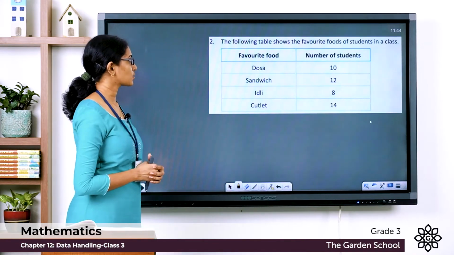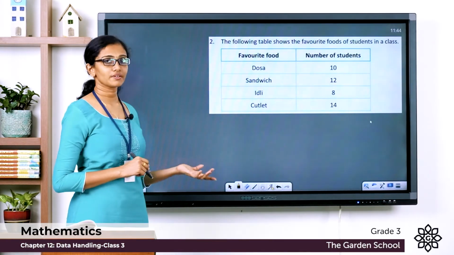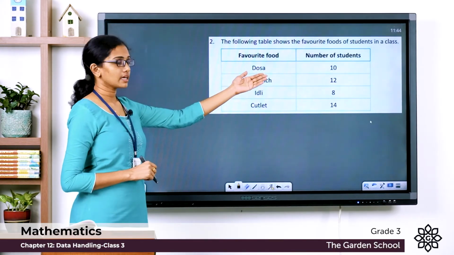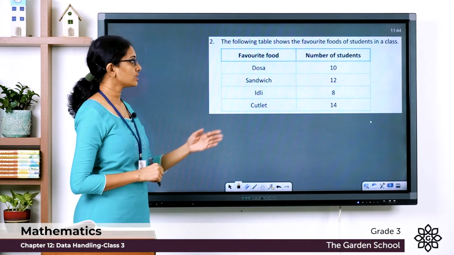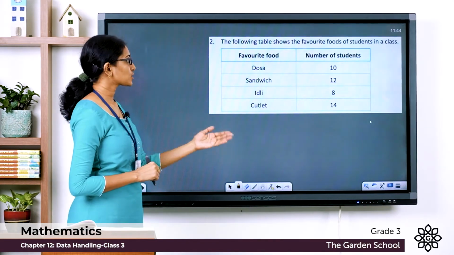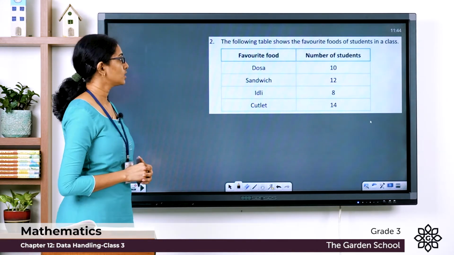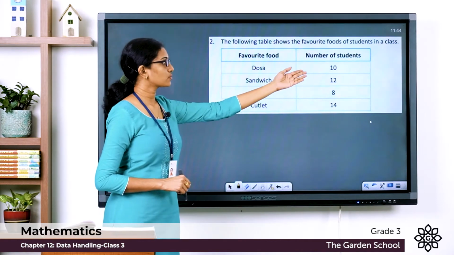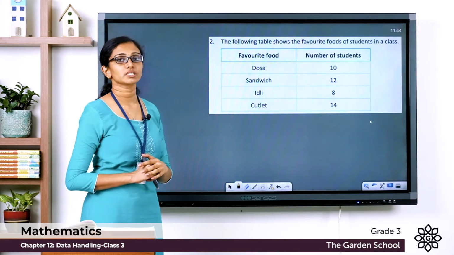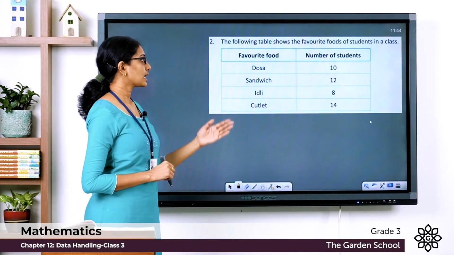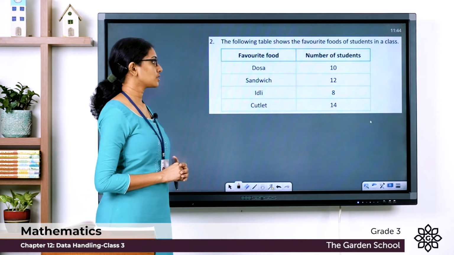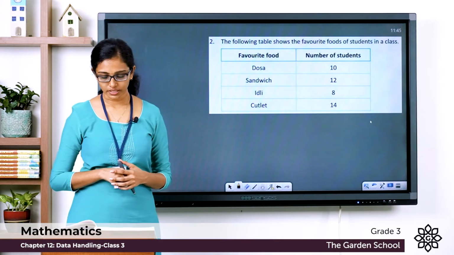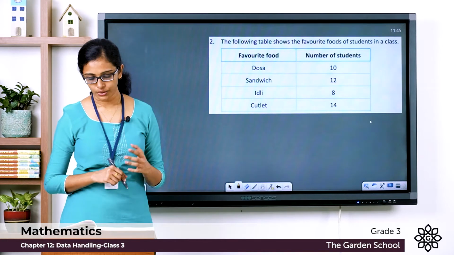Now let's move on to the next one. The following table shows the favorite foods of students in a class. The labels are given here, the categories are given, and the number of students who like each food item is also given. So the labels are favorite food and number of students, and dosa is the favorite food of 10 students, whereas sandwich is the favorite food of 12 students, and idli is liked by 8 students, whereas cutlet is the favorite food of 14 students.